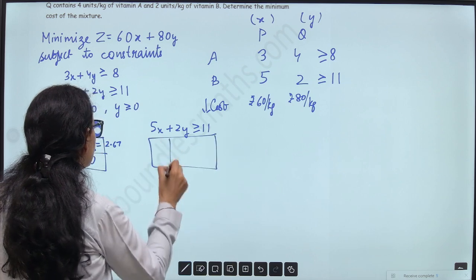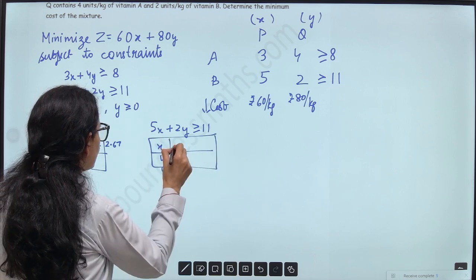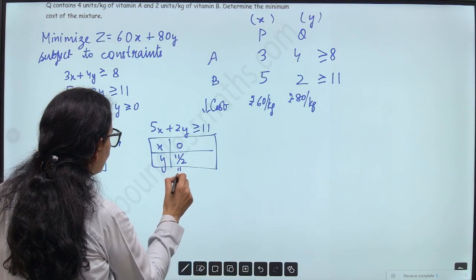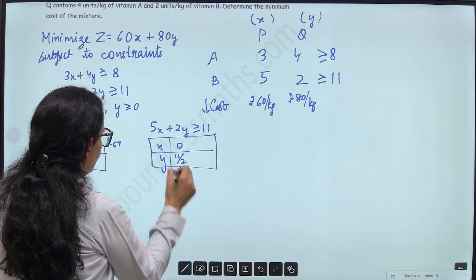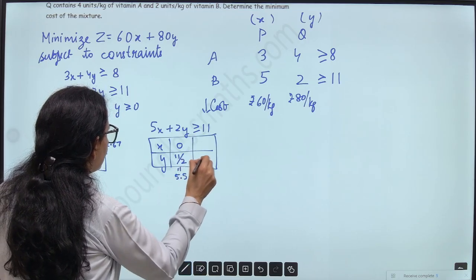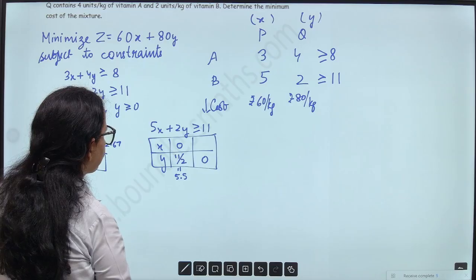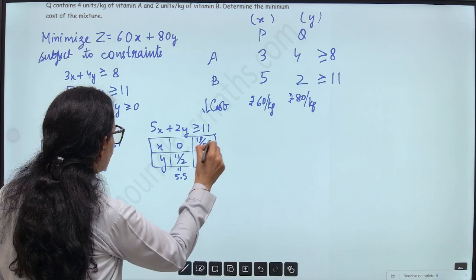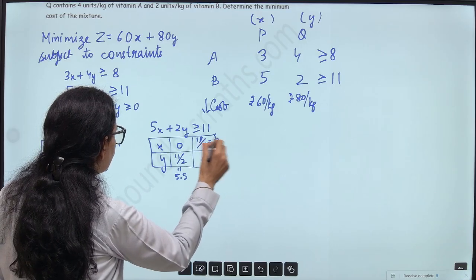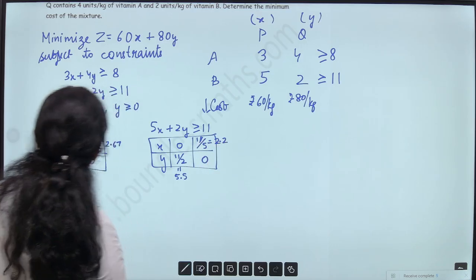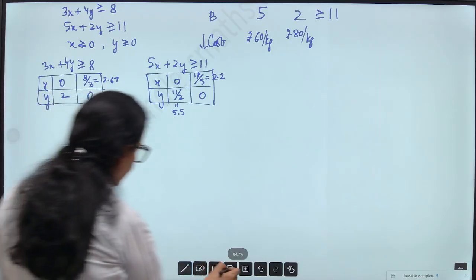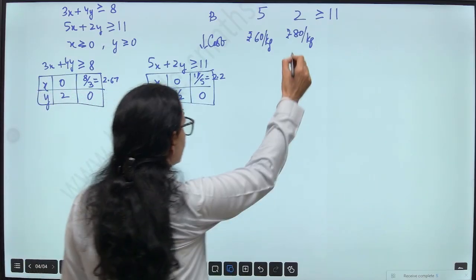Let's make the xy table for this also. When x is 0, y is 11 by 2, which comes out to be 5.5. And when y is 0, x is 11 by 5. So it is 5 2s are 10 and then 2.2, right? Great. So we have the table for both these values. Let's plot the graph.